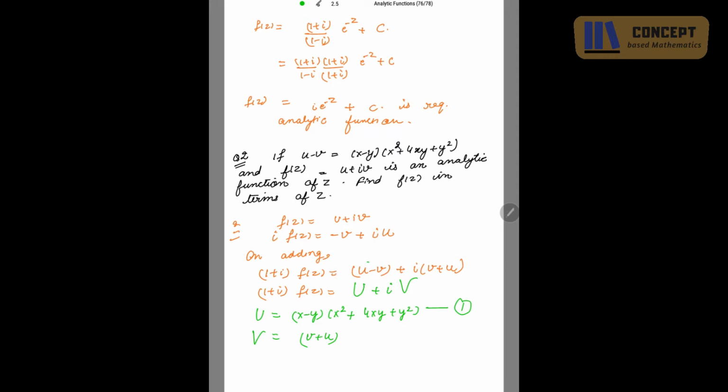Now should I check u is harmonic or not? No, I should not check because it is given that f of z is an analytic function. So if f of z is analytic, then u plus iota v is also analytic, and if u plus iota v is analytic, so obviously u and v are harmonic functions. So there is no need of checking this. These are automatically harmonic functions.